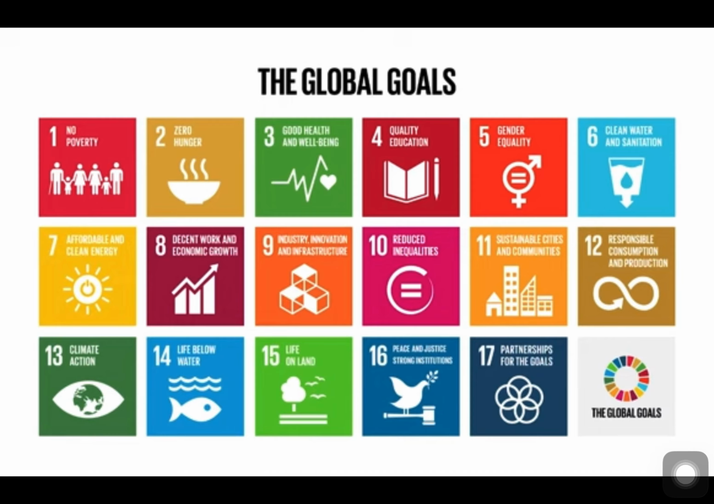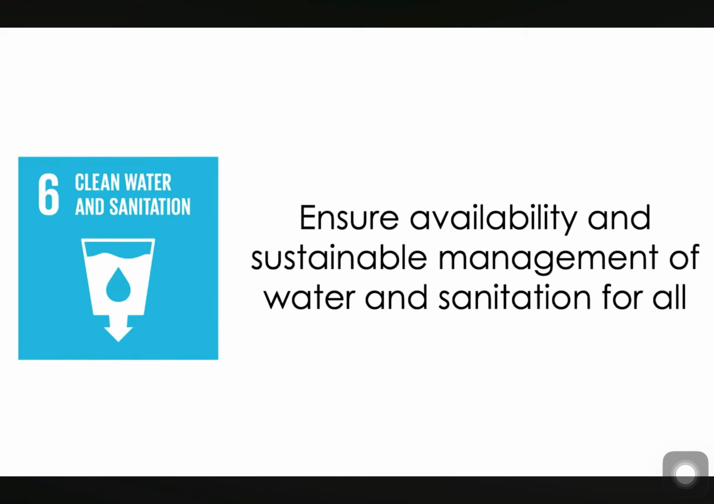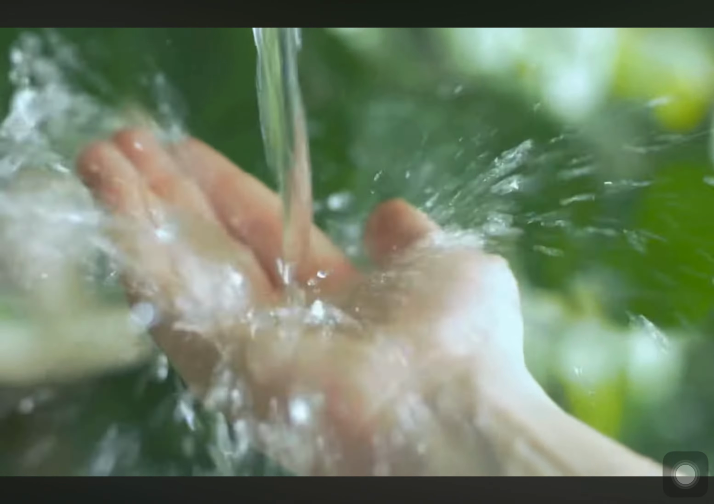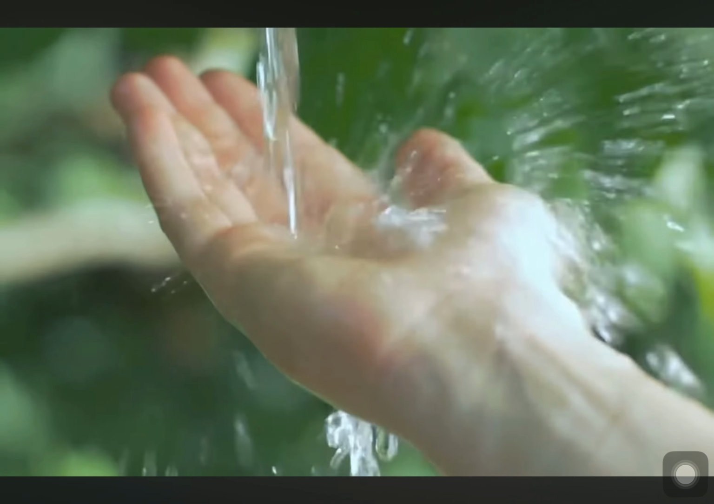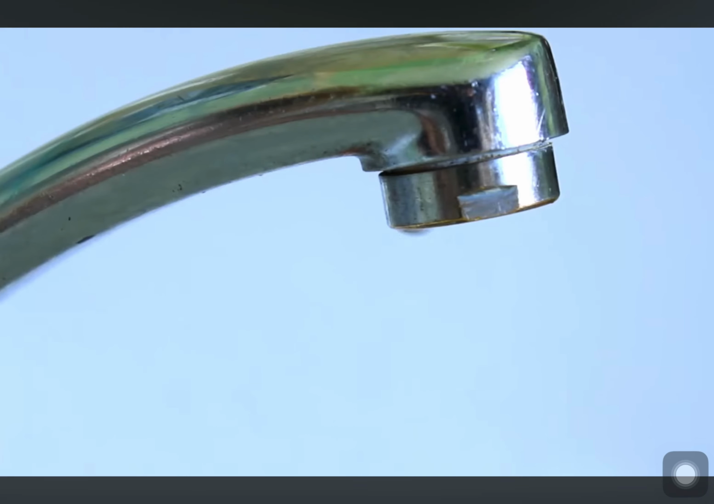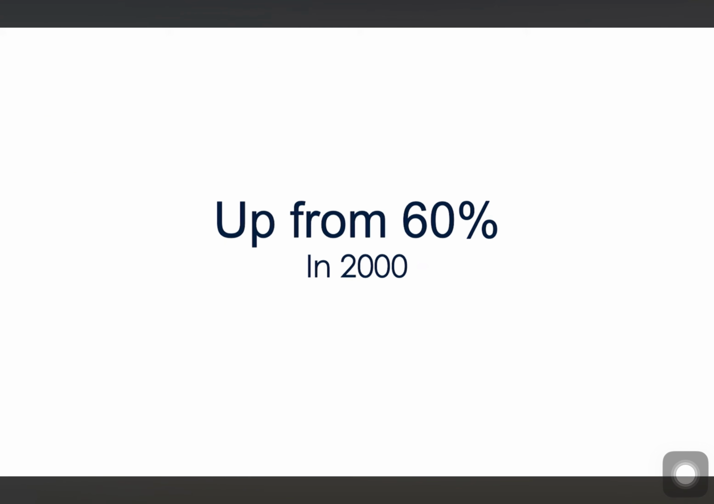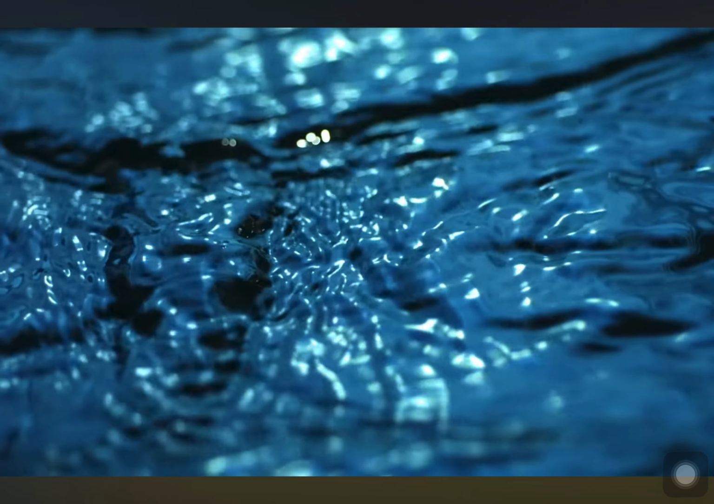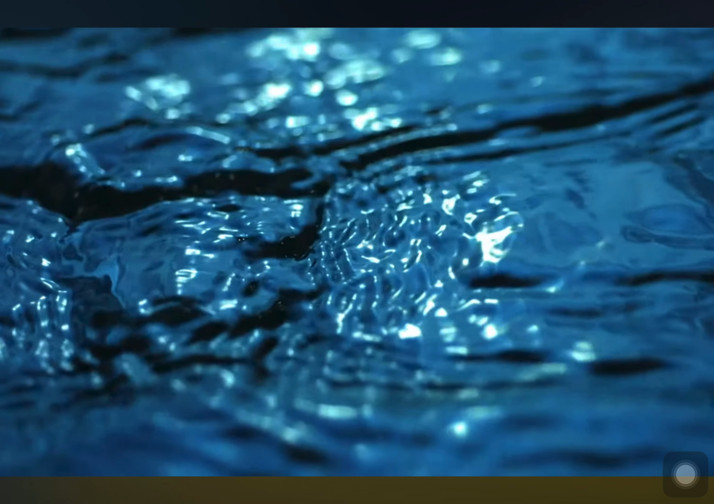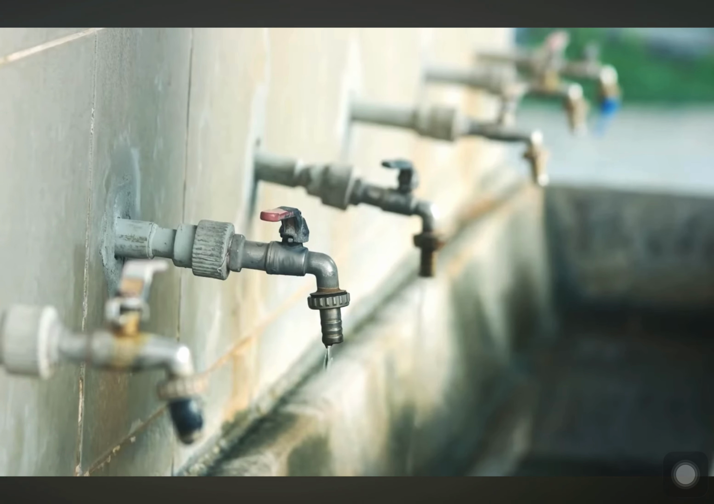The sixth Sustainable Development Goal concerns water and ensuring availability and sustainable management of water and sanitation for all. Perhaps obviously, SDG 6 aims to achieve universal and equitable access to safe and affordable drinking water for all by 2030. Access to clean water varies wildly. In 2017, 70% of people did have access to safe drinking water, up from 60% in 2000, and a further 20% had access to more basic services. However, over 780 million people still didn't have access to any sort of reliable drinking water.